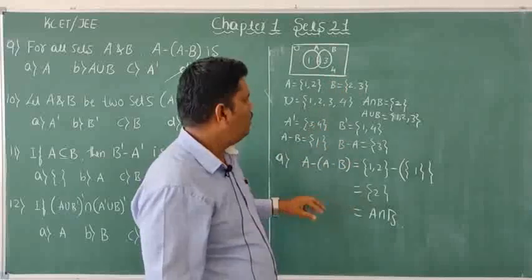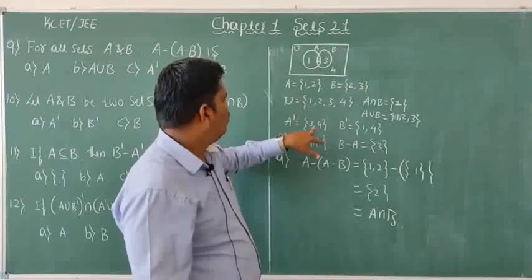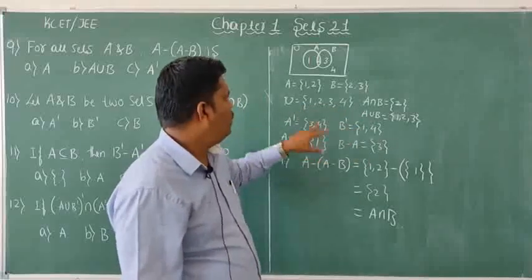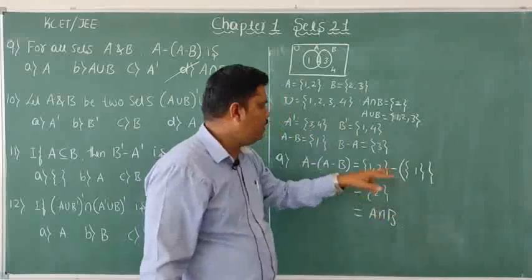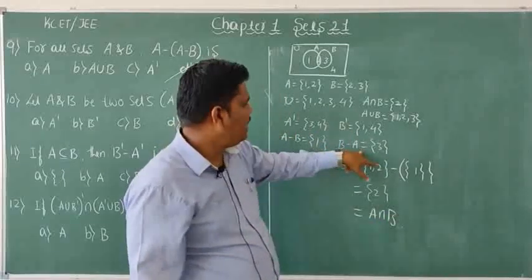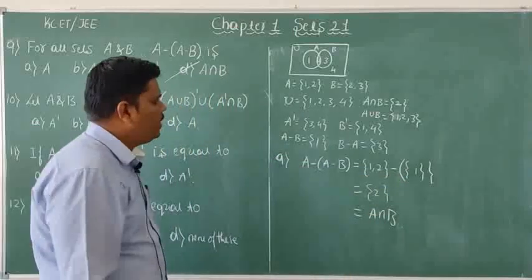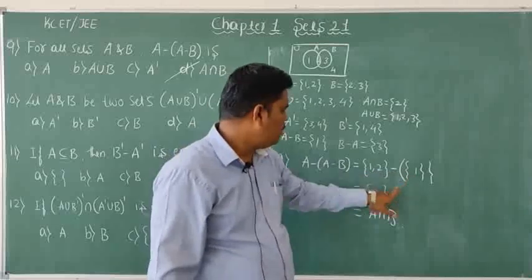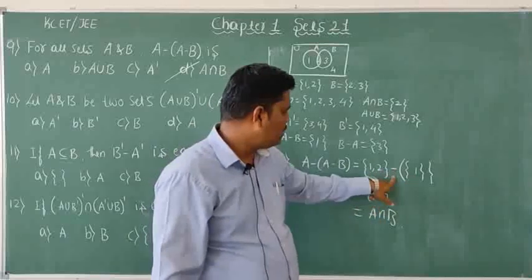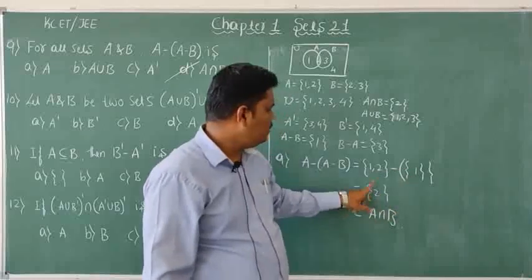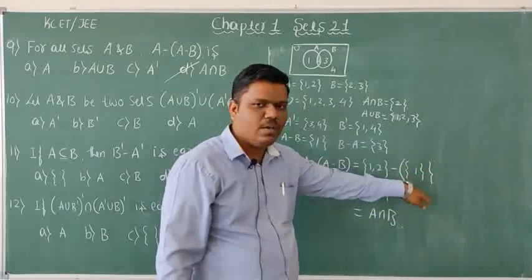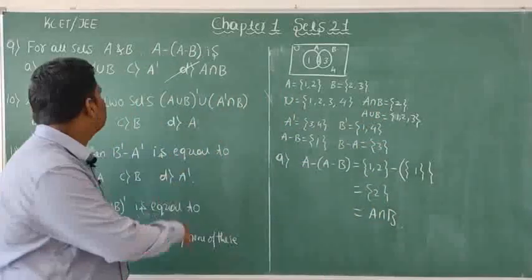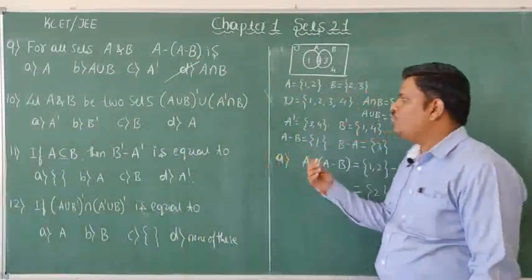Fourth set, A, B. A complement is 2, 3, 4. Then B complement is 1, 4. A minus B is 1, which are present in A but not in B. Then B minus A is equal to 3. The elements which are present in A but not in B, that is 2. 2 is nothing but A intersection B. So D is your answer. Pause the video, note it.